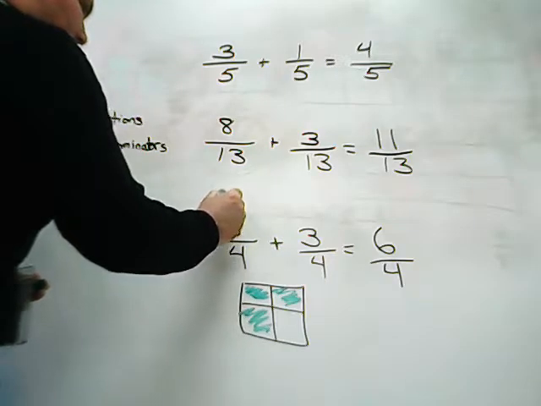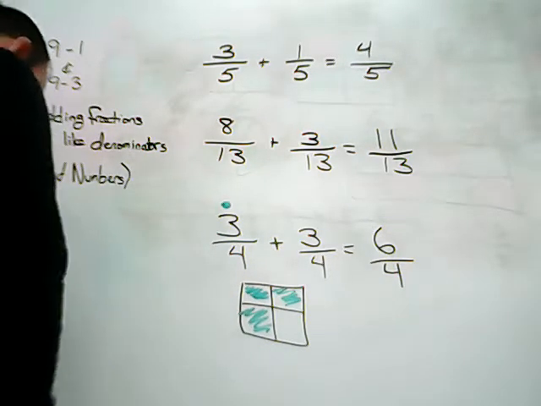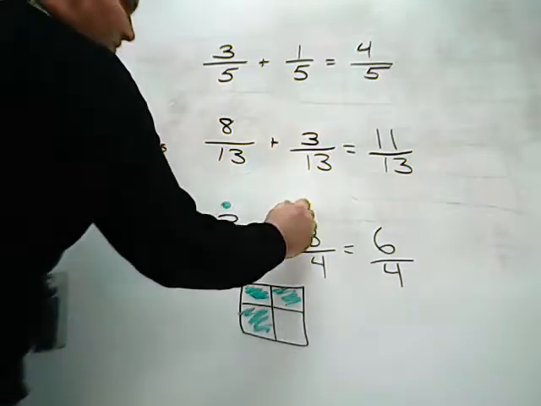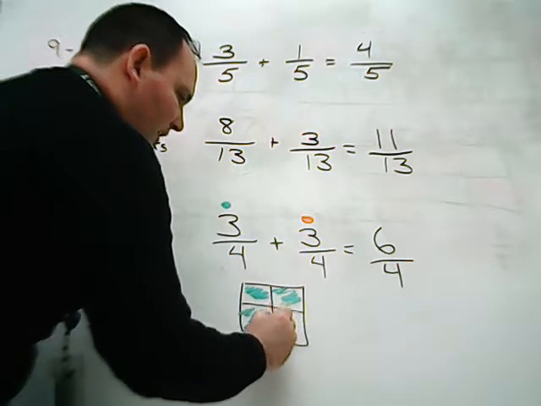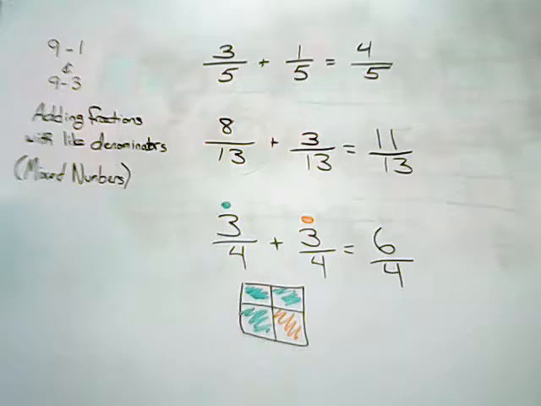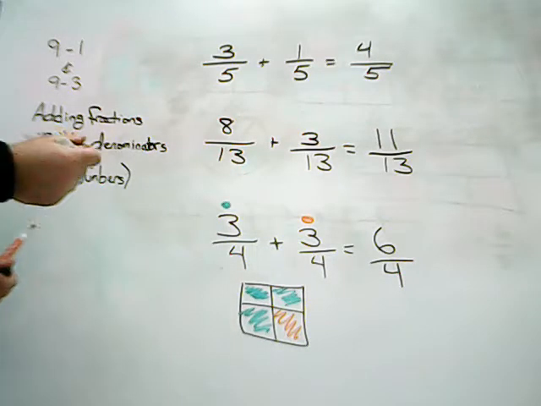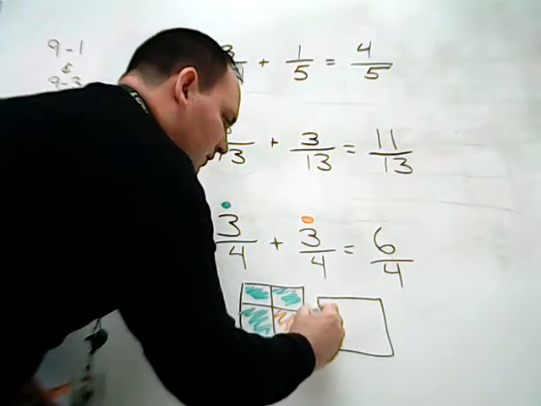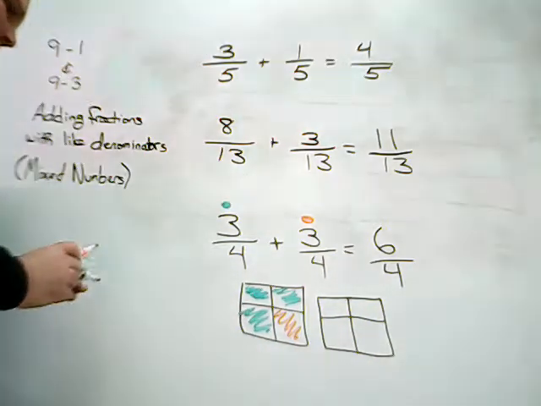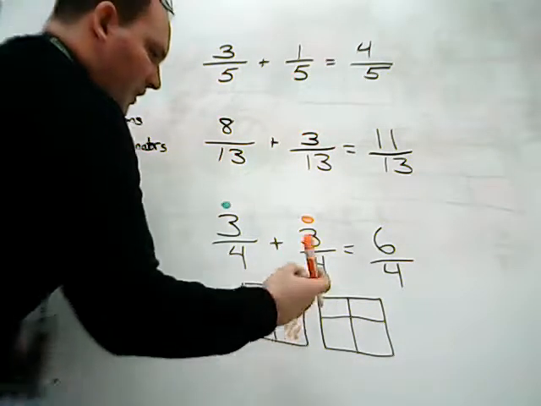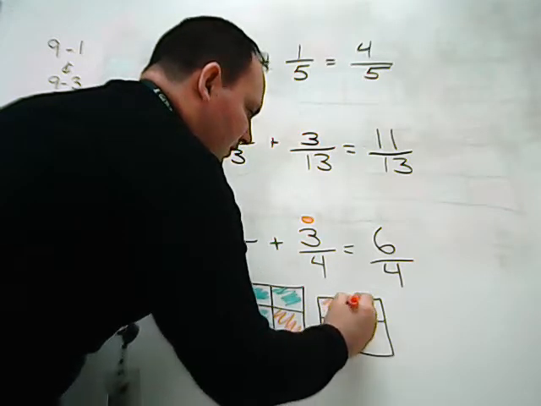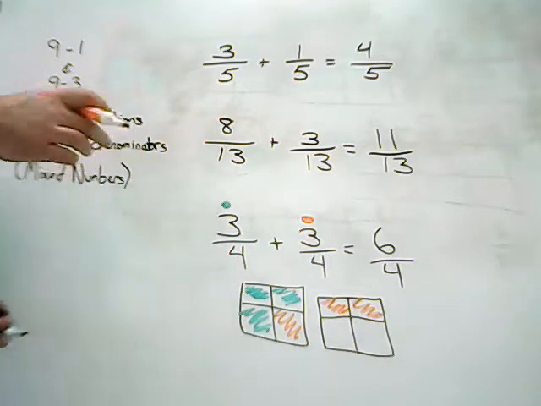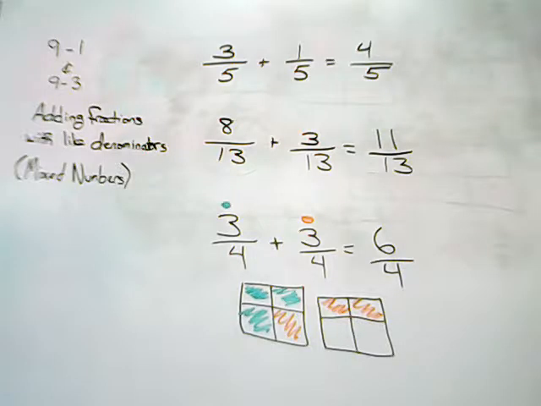So we'll put a green dot for this section. Plus another 3/4, which is going to be an orange. Well, I only have 1/4 here. So what I need to do is draw a second square and break it into 4 equal pieces. So I've colored in 1/4 already. Here's 2/4. Here's 3/4. So this illustrates how I can turn an improper fraction into what we call a mixed number.